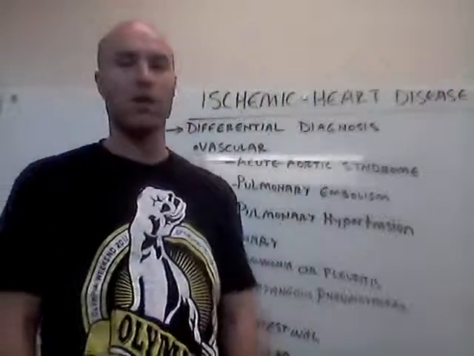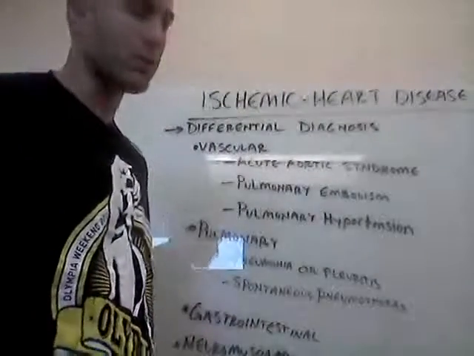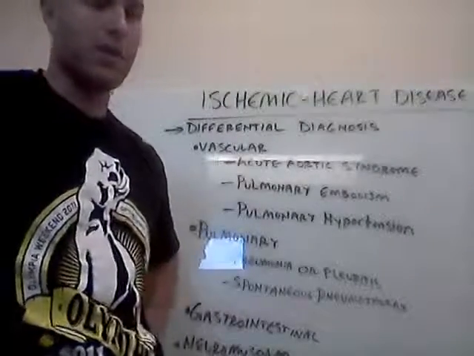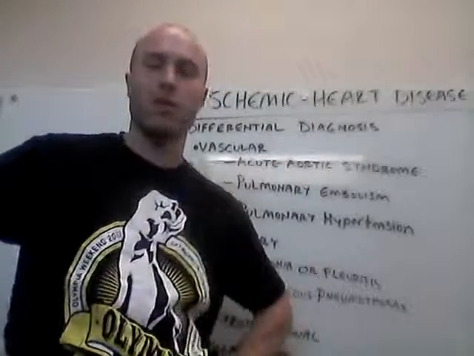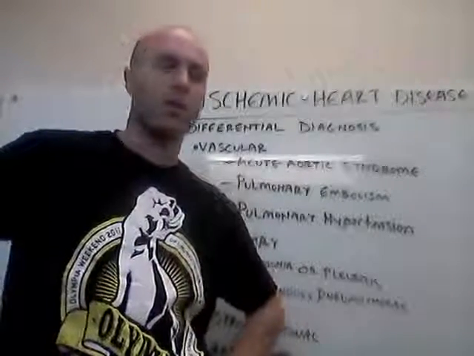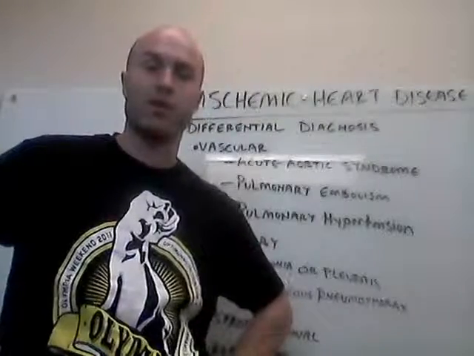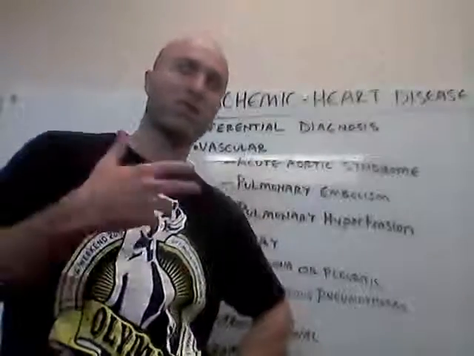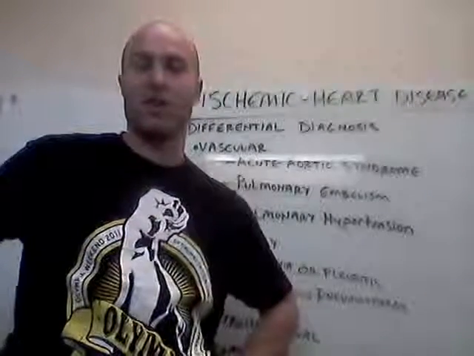Okay, another vascular issue associated with a person who presents with ischemic heart disease that should be under differential diagnosis would be pulmonary hypertension. We won't go into too much detail on this, but essentially it's lung hypertension, or at least the vasculature in the lung is very high pressure.